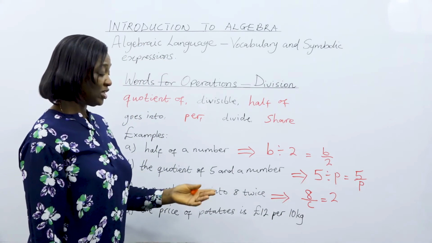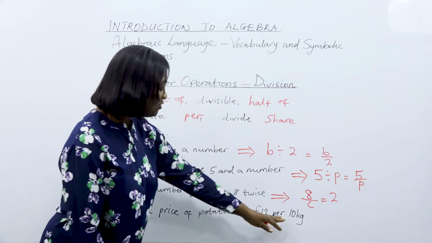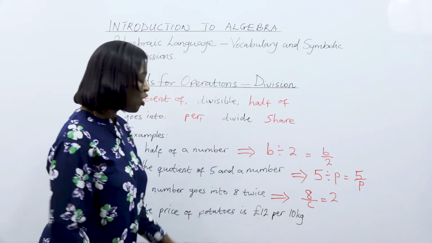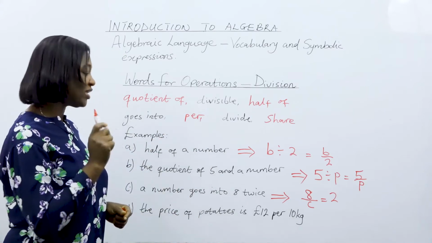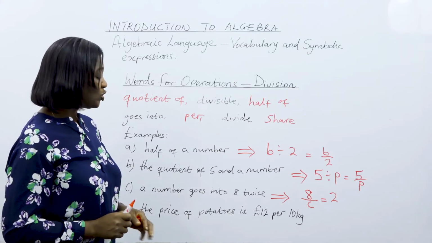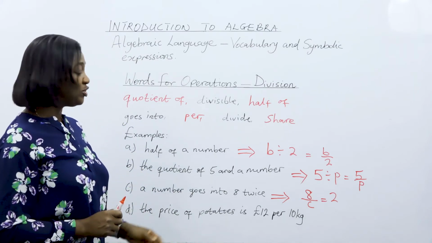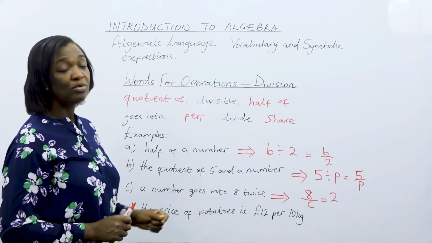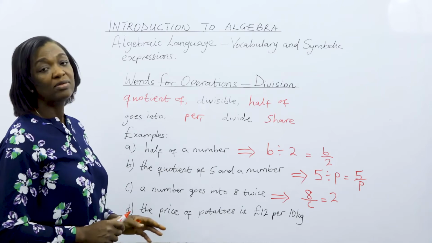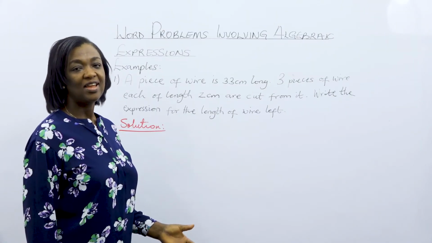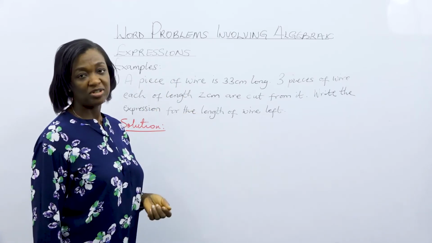The price of potatoes is 12 pounds per 10 kilograms. Per means divide, because we have 10 kilograms here that cost 12 pounds. What is the cost of 1 kilogram of potato? So we are dividing 12 pounds by 10. If we do that, that will give us £1.20. So each kilogram would cost £1.20.